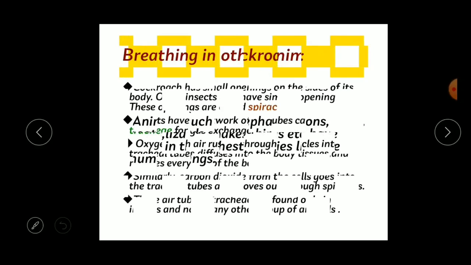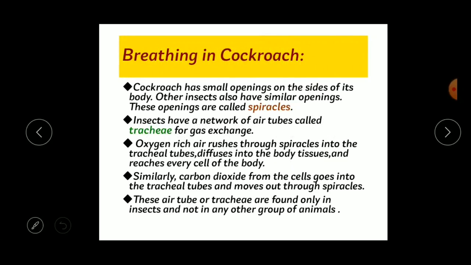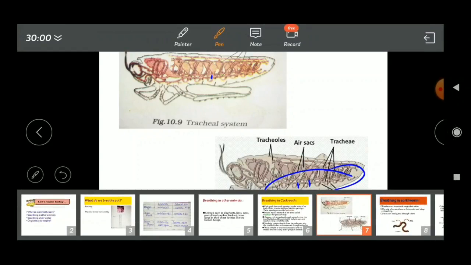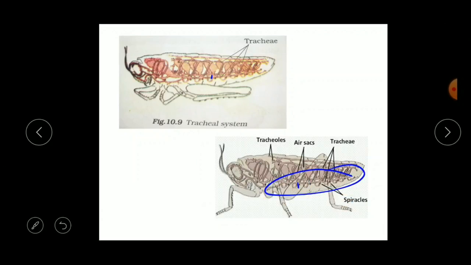The first is breathing in cockroach. Children, a cockroach has small openings on the sides of its body. Other insects also have similar openings. These openings are called spiracles. Here you can see the small openings, the small black dots. These are called the spiracles. So cockroaches have small openings called spiracles present on the sides of their bodies.